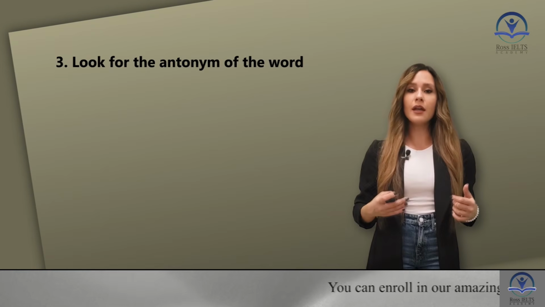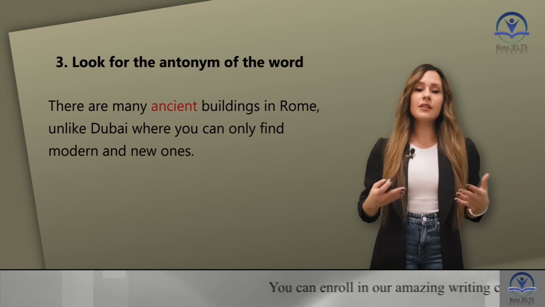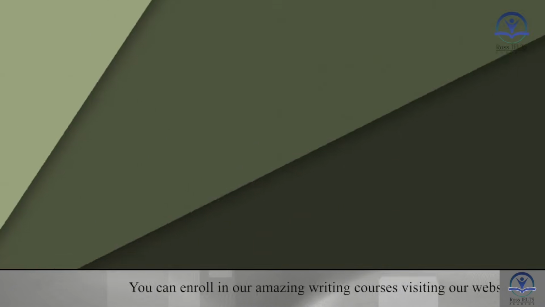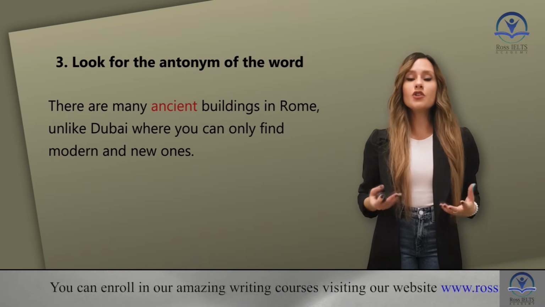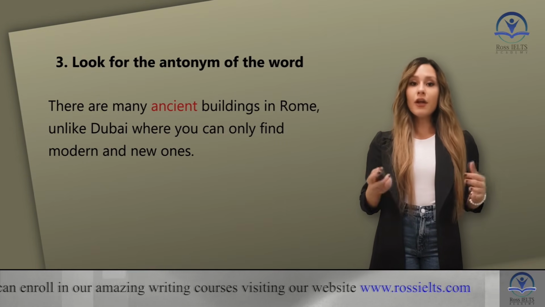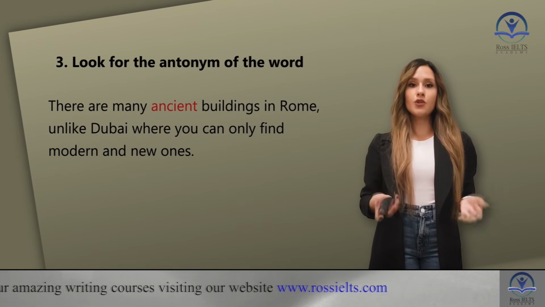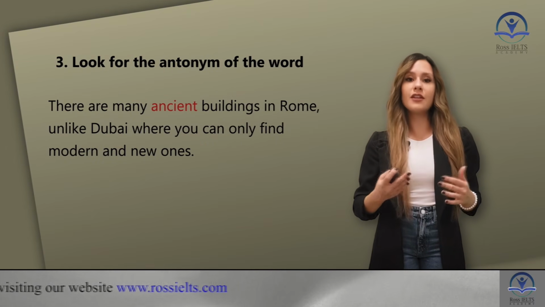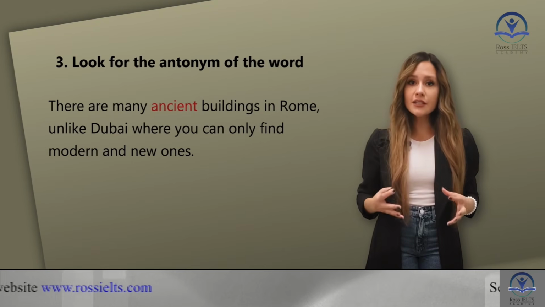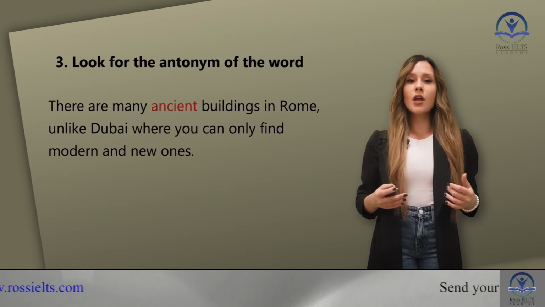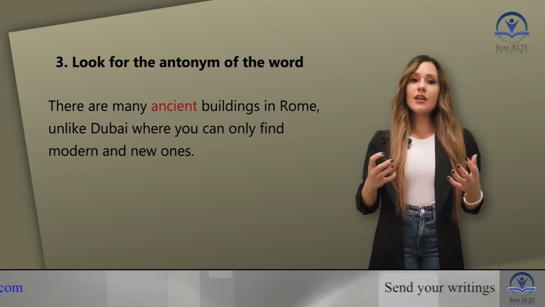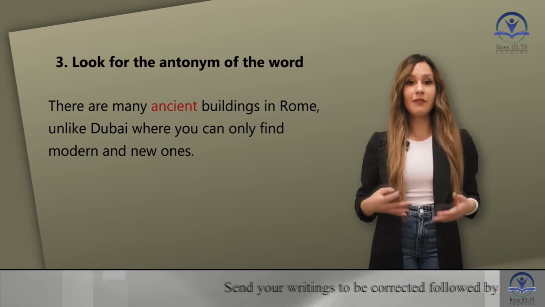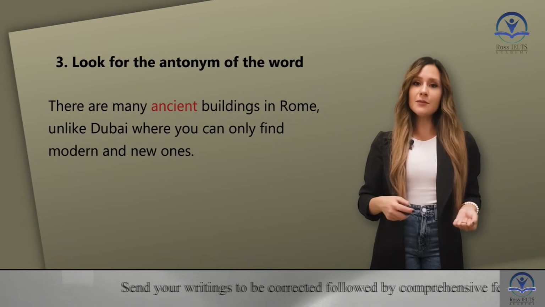For example, there are many ancient buildings in Rome, unlike Dubai, where you can only find modern and new ones. In this sentence, you may not know the meaning of ancient, but following that, you see the word unlike, which always shows contrast. So, what is mentioned after that can be the antonym of ancient. As ancient is an adjective describing buildings, we realize that modern and new are the two other adjectives which are the antonyms of ancient. Eventually, we understand that ancient means old.